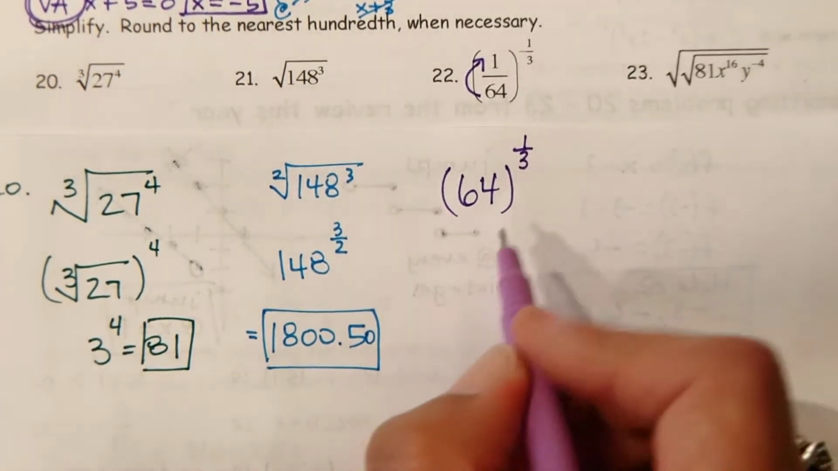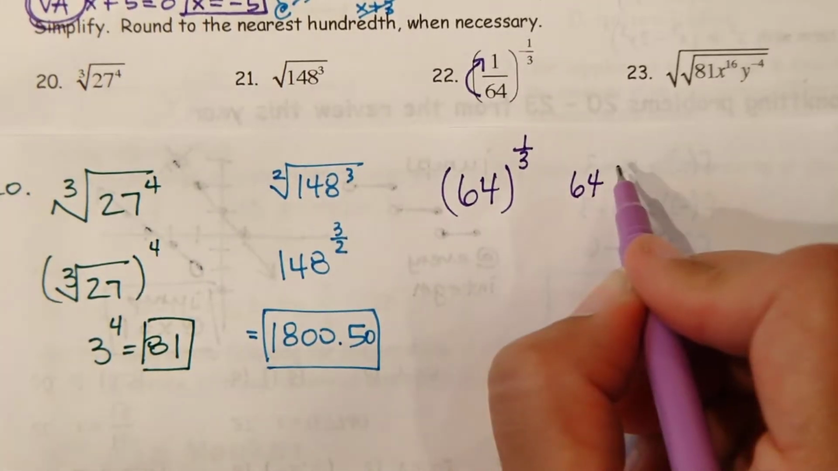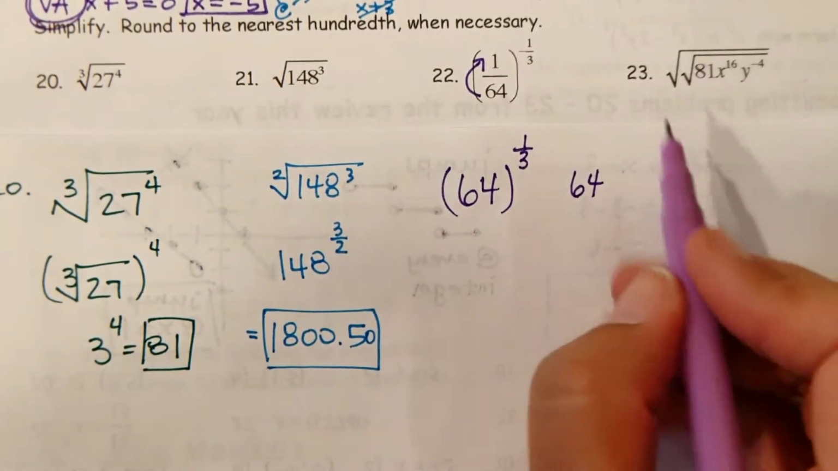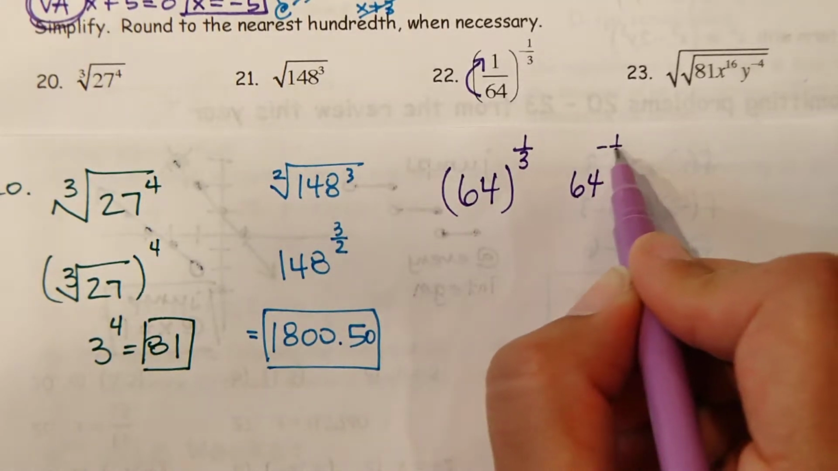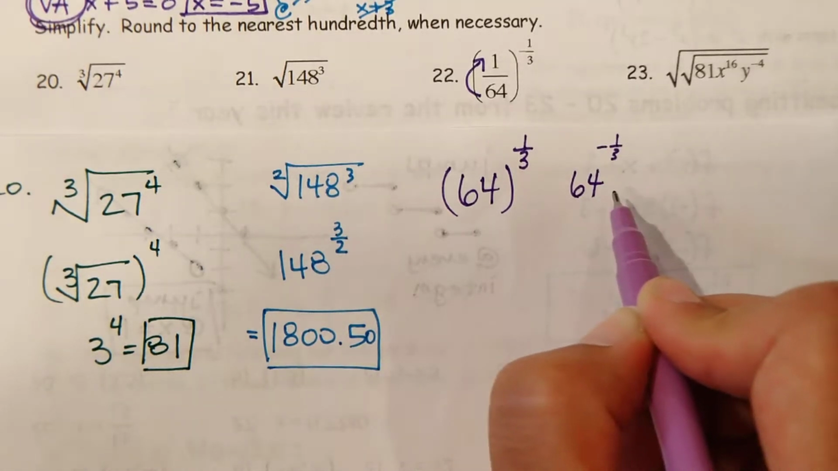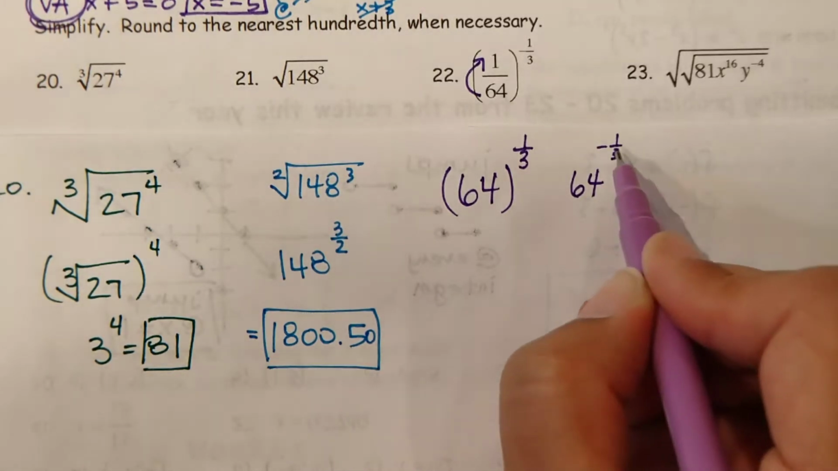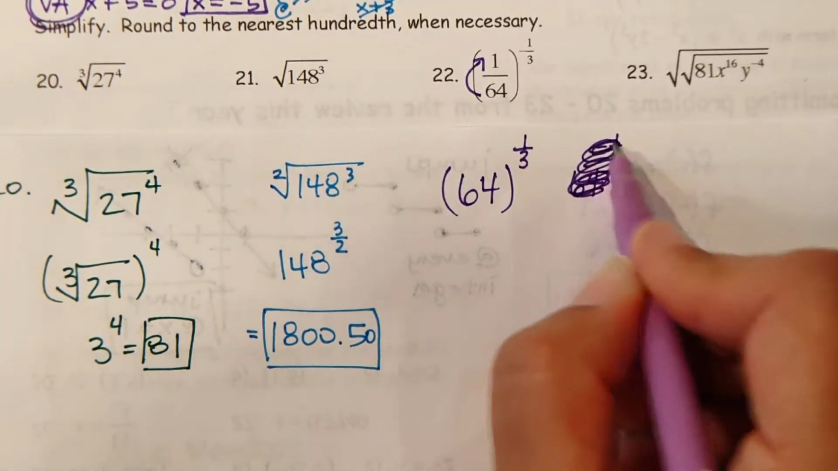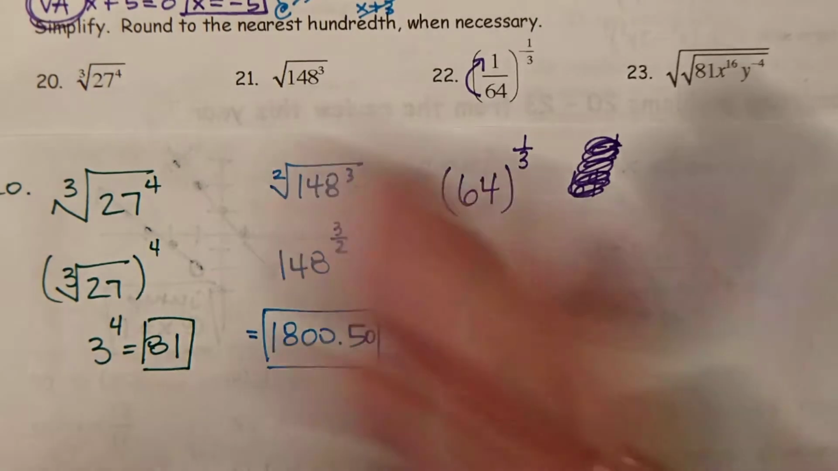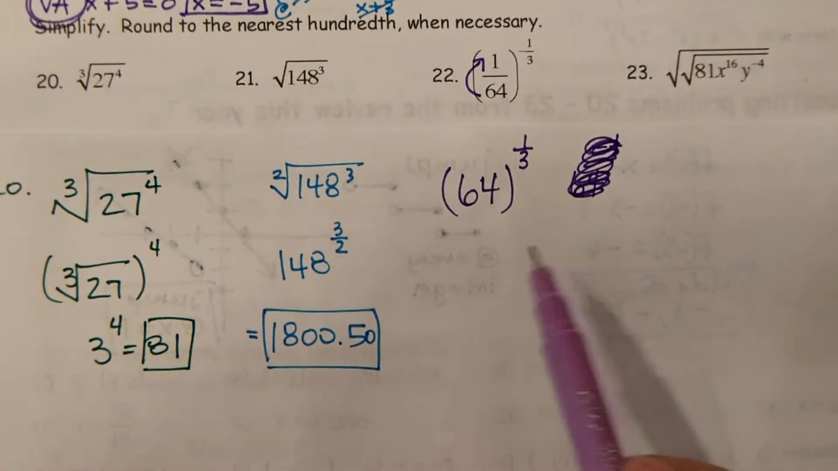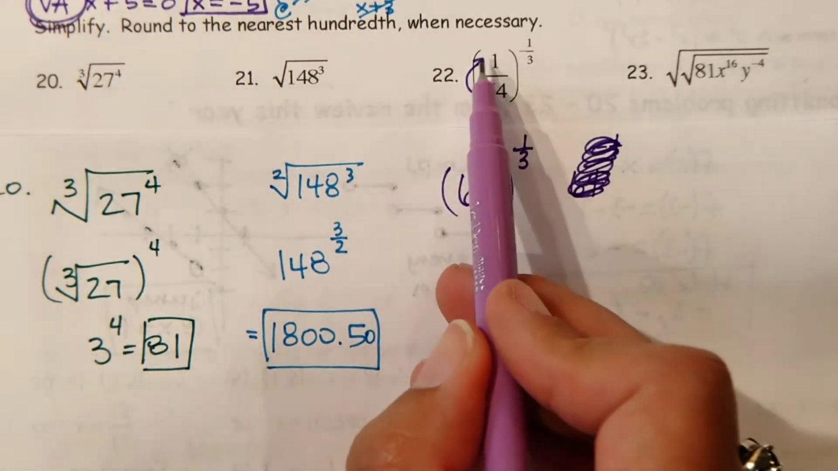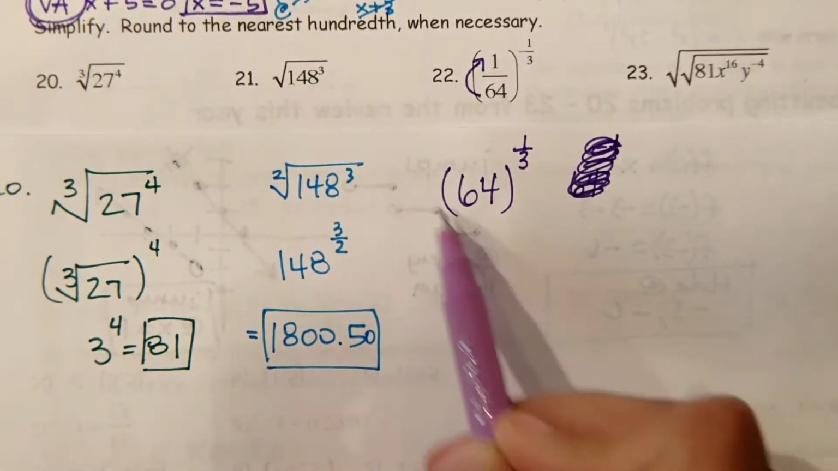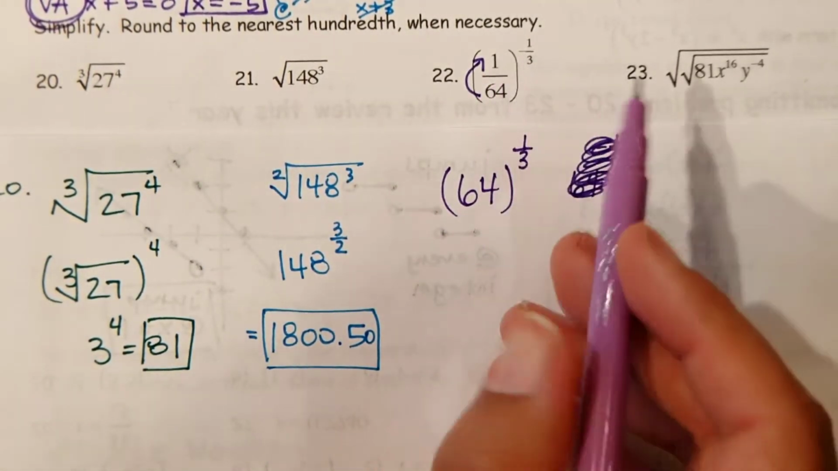If I was to say 64 to the negative 1/3, that would mean it goes into the denominator. That's for another video though. We could talk about that later if that's confusing. Definitely check out other videos. So anyway, we swapped it. We made the exponent positive in switching it to the numerator.